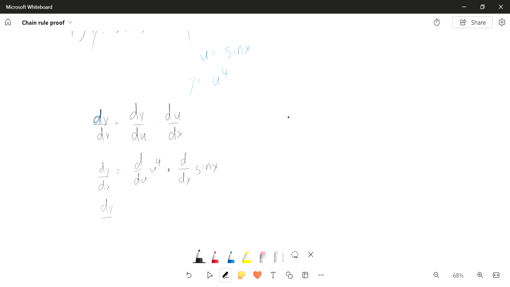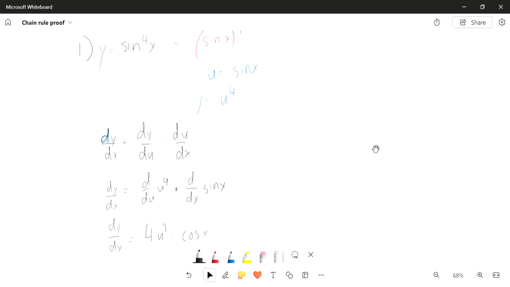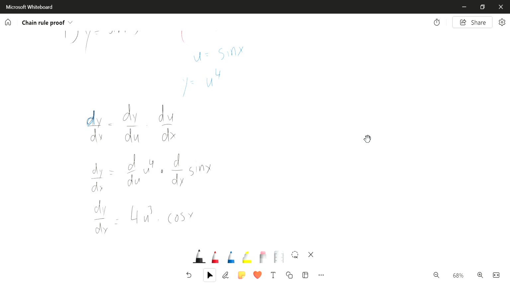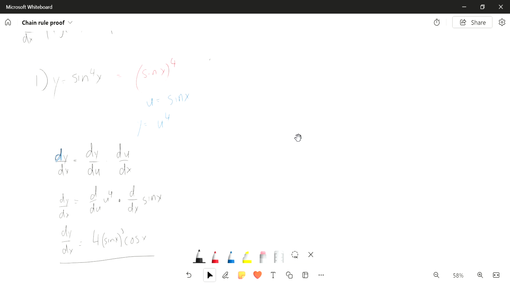So that means, using the power rule, we have 4 times u cubed multiplied by cosine x. But we didn't start with the function u in our original question, so we can't finish with it either. Whatever value we had for u over here, we have to substitute it back into our original function. So u cubed just becomes sine x all cubed. So this would be our final derivative. So you get the idea, I'm hoping.